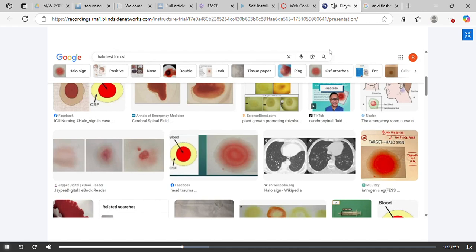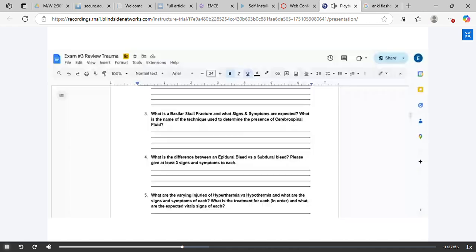So C-spine precautions, if they aren't already in C-spine, and airway and breathing management. Okay, you may have to breathe for those patients. You probably have to suction for those patients to keep their airway clear. But definitely, you've got some work to do on that patient. Okay, the basilar skull fracture, the mechanism was pretty intense, and so their body went through a lot of damage. Okay, so raccoon's eyes, periorbital ecchymosis, battle signs, and the halo test. So the name of the technique used to determine the presence of CSF fluid, that's the halo test.